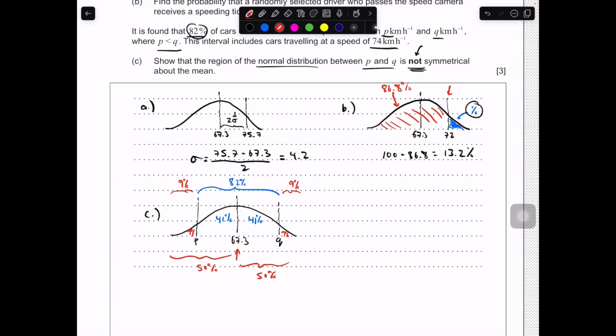Okay, so let's ask the calculator. The calculator, remember, sweeps out an area from left to right. If we use inverse normal, it sweeps out an area from left to right, and we can use inverse normal to feed it an area, and it'll give us a value in this instance. So let's go ahead and do that. So let's go back to the calculator.